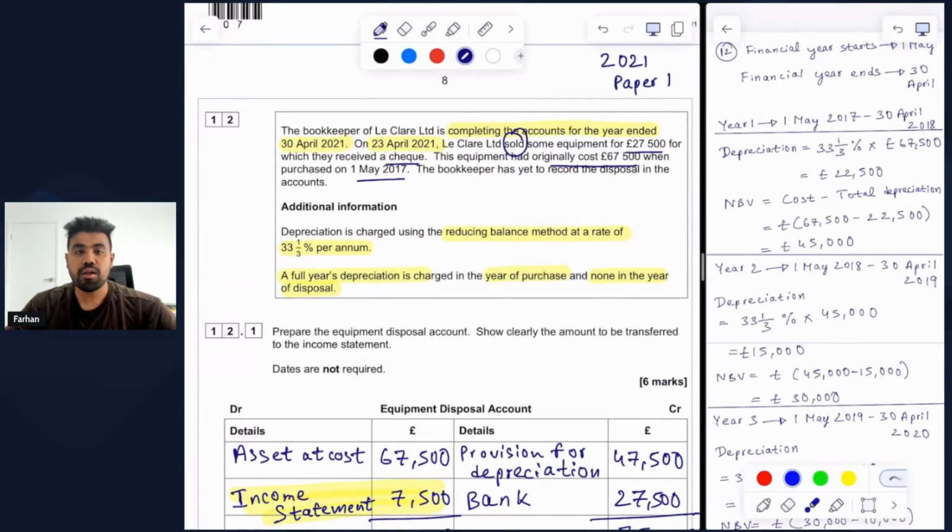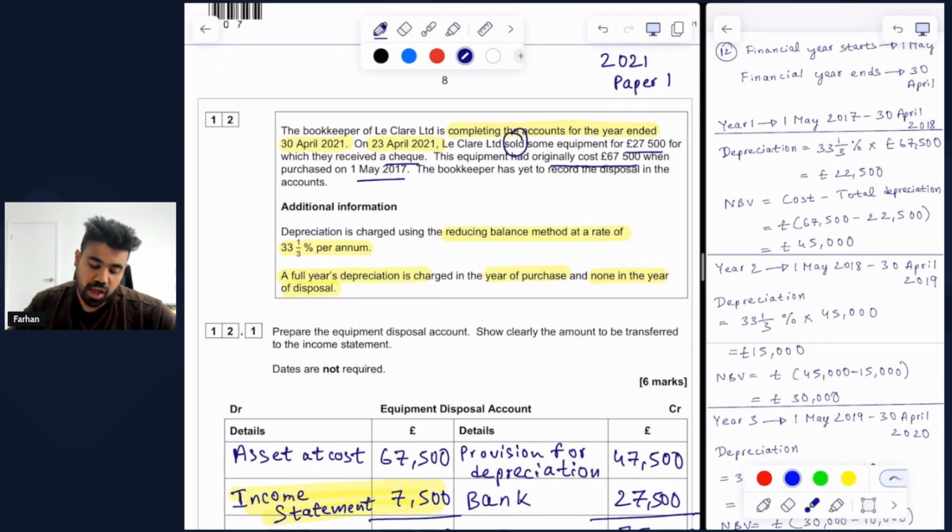My name is Farhan. In this video, you will learn to prepare the provision for doubtful debts account. You will also learn to prepare the disposal account for an asset that uses the reducing balance method. This is question number 12, taken from 2021 Paper 1 exam.